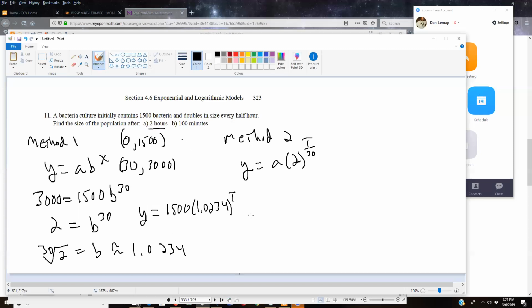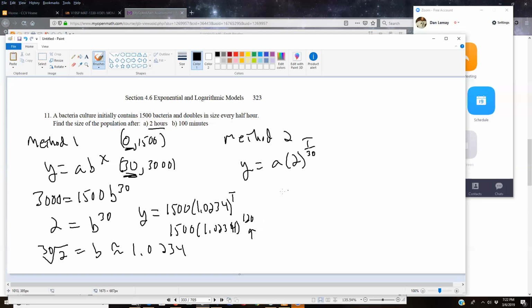And then after 2 hours, I'm just going to replace the t. Now, t is defined in minutes, right? I guess I didn't say that earlier, because I'm going 0 minutes and 30 minutes. So t is going to be minutes. So for 120, 2 hours, I'm going to write 1,500 times 1.0234 to the 120, and then crunch that on my calculator. And then for 100 minutes, I'll just replace the t with 100. So that's doing it the same way we've been doing it right along in this David Lippman materials in this textbook.